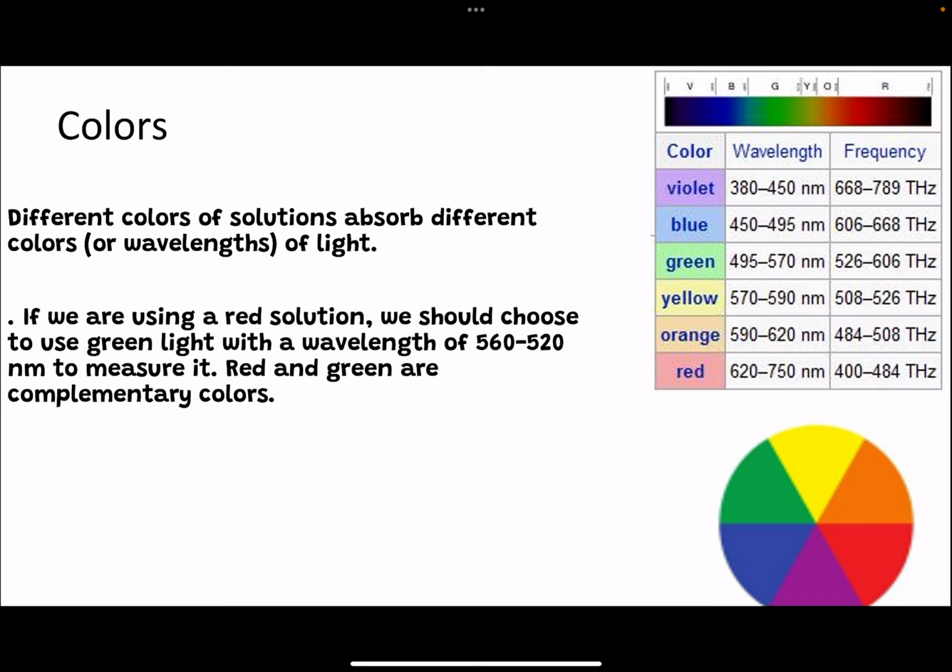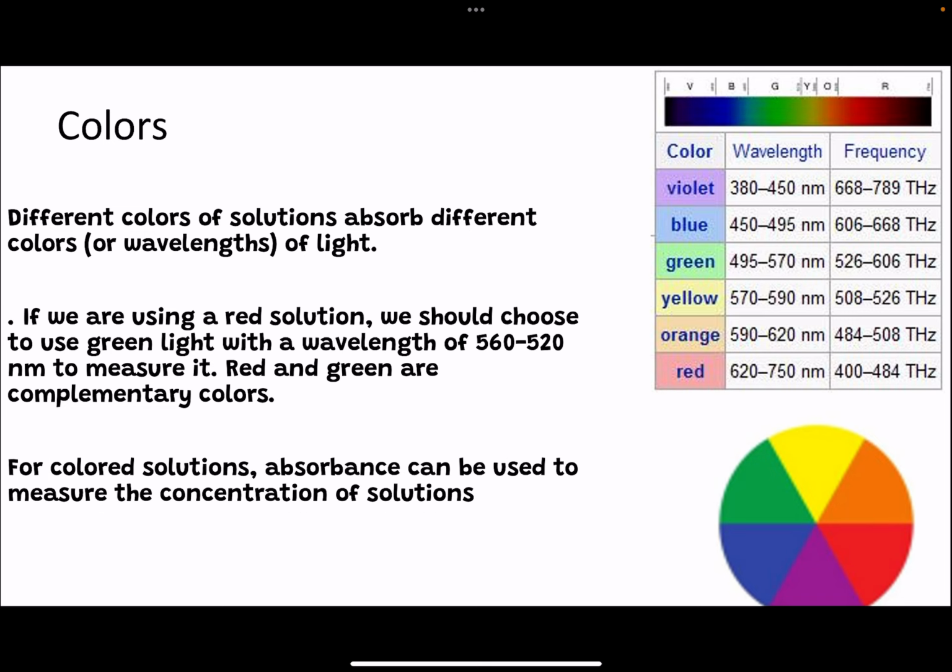So a real easy way to remember the color wheel, or what's complementary: you have red and green, Christmas; yellow and purple, Los Angeles Lakers, terrible. And then you have blue and orange, Denver Broncos. Hey.